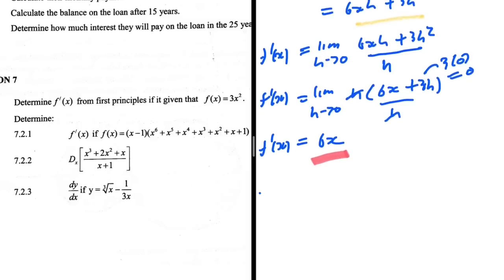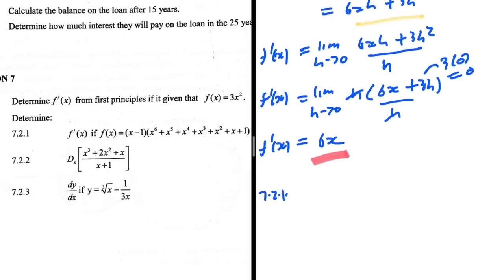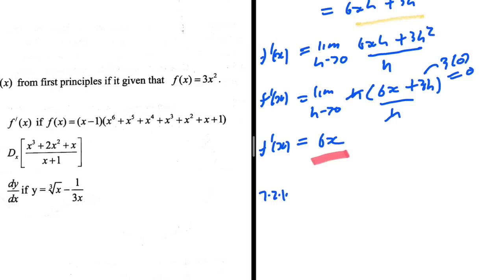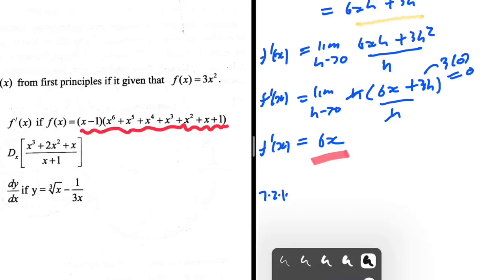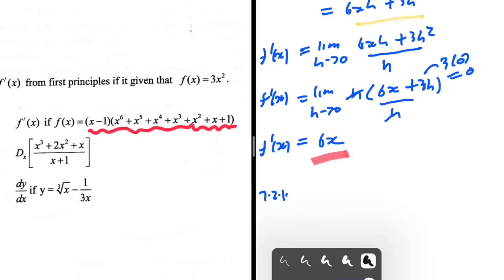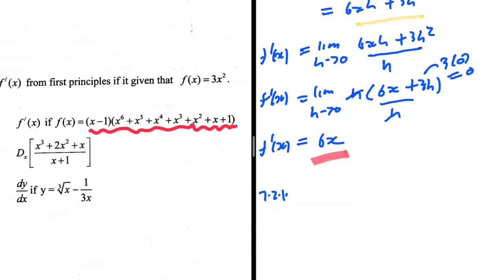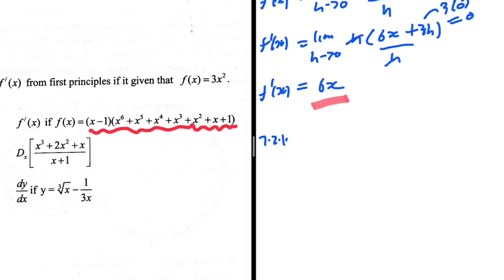That is 7.1. 7.2.1, determine f prime of x if f of x is equal to this entire thing. Okay, maybe there's a fancy way of solving this problem, but it is not immediately obvious to me. So how am I going to do the problem? I'm just going to do it the hard way, even if there's a simpler way. But let's go ahead and do it.